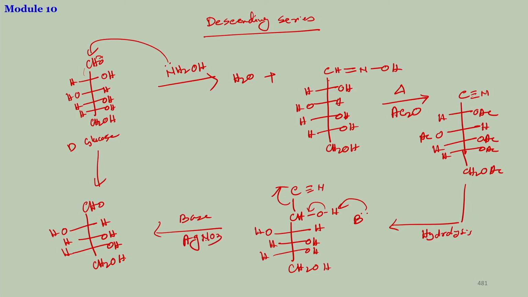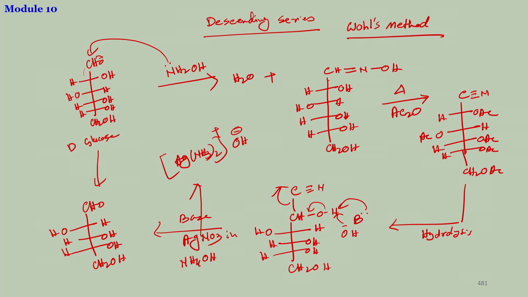You need a mild base, and the reagent is silver nitrate in ammonium hydroxide, which is known as the ammoniacal silver nitrate. This basically generates the ammonia complex plus OH minus. So it is a mild base, you have free OH minus that will act as the base here. This is the OH minus that will take up the proton and do this chemistry. This reaction is known as the Wohl's method, to reduce sugars, one to reduce a carbon.